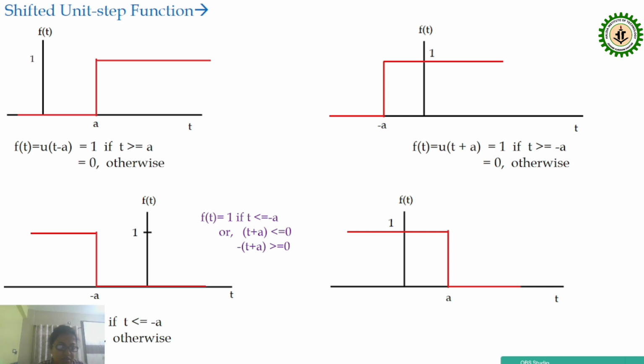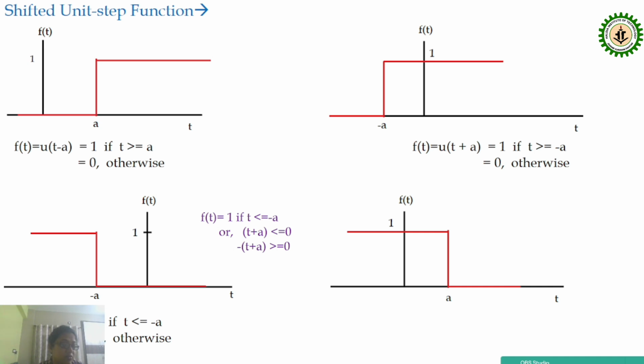Now there is another part, say this one. In this function there are two operations you have to perform. One is the shifting, which you can understand, but see the direction of the step function: there is a mirror image also, so there is an inversion also. So first consider u of minus t minus a. That means it equals 1 if t is less than or equal to minus a.